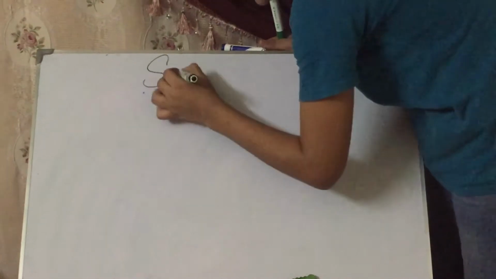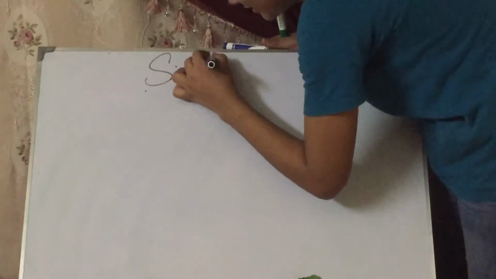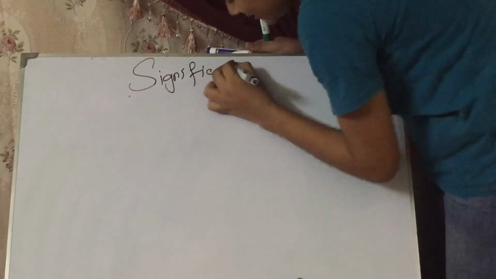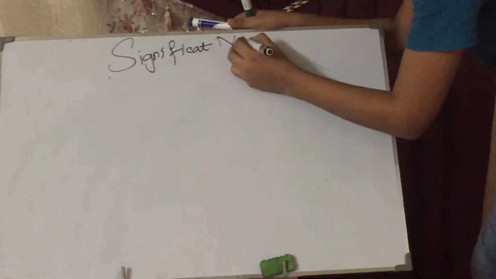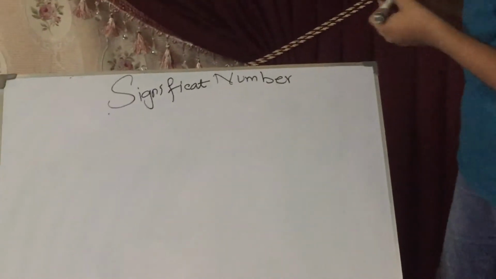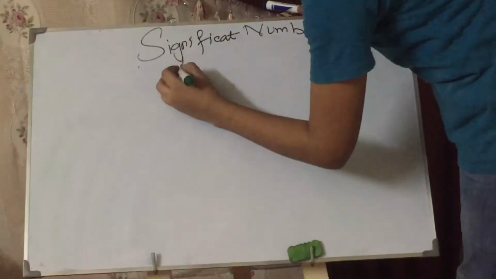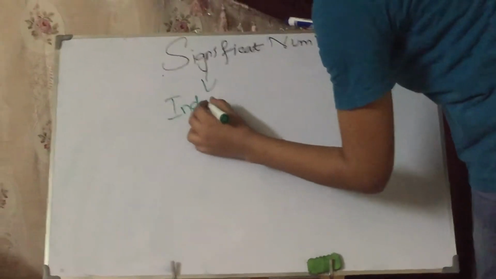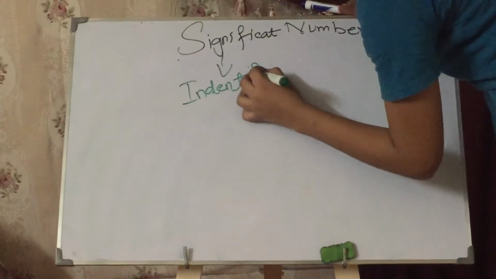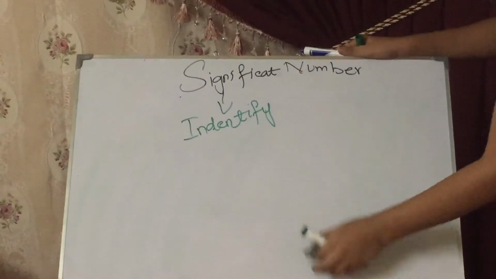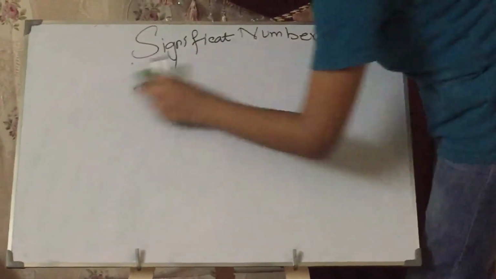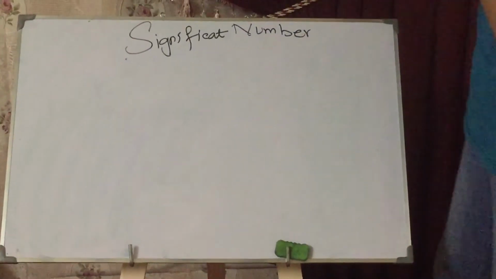Significant numbers is a very easy topic. What does the word significant mean? To identify something. So, as an example, there are 4 rules of it.